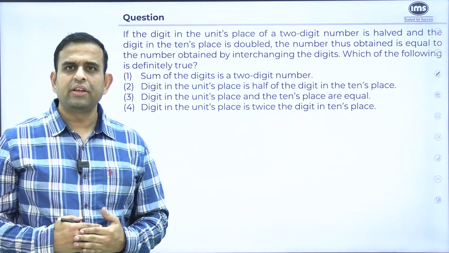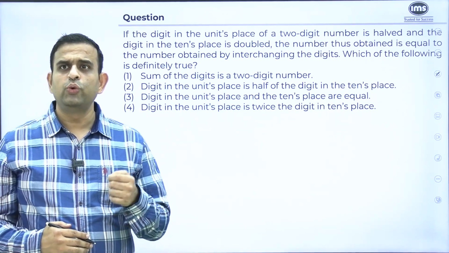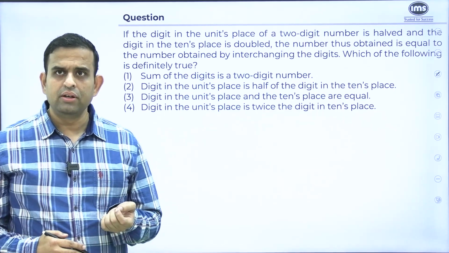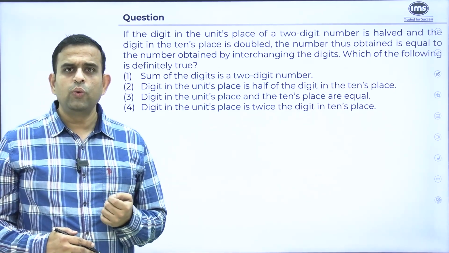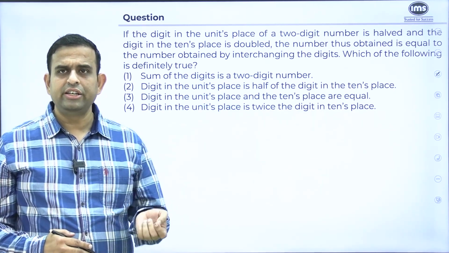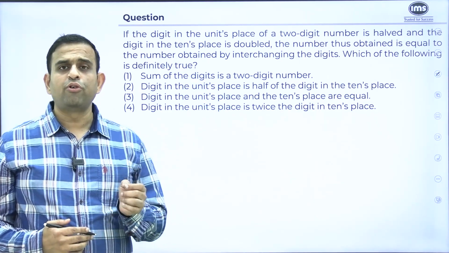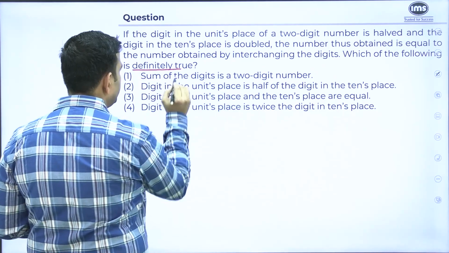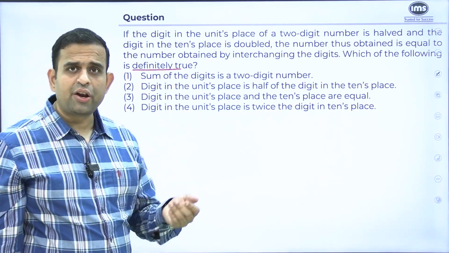In this sum, it is given that if the digit in the unit place of a 2-digit number is halved and the digit in the tens place is doubled, the number obtained is equal to the number obtained by interchanging the digits. Which of the following is definitely true? Now this word is very crucial. Again, this means something which has to be true in each and every scenario.